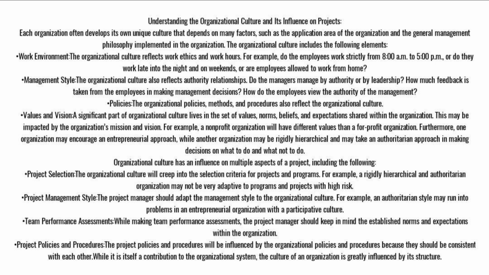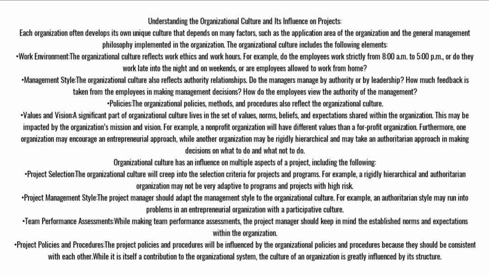Values and vision. A significant part of organizational culture lives in the set of values, norms, beliefs, and expectations shared within the organization. This may be impacted by the organization's mission and vision. For example, a nonprofit organization will have different values than a for-profit organization. Furthermore, one organization may encourage an entrepreneurial approach, while another organization may be rigidly hierarchical and may take an authoritarian approach in making decisions on what to do and what not to do.